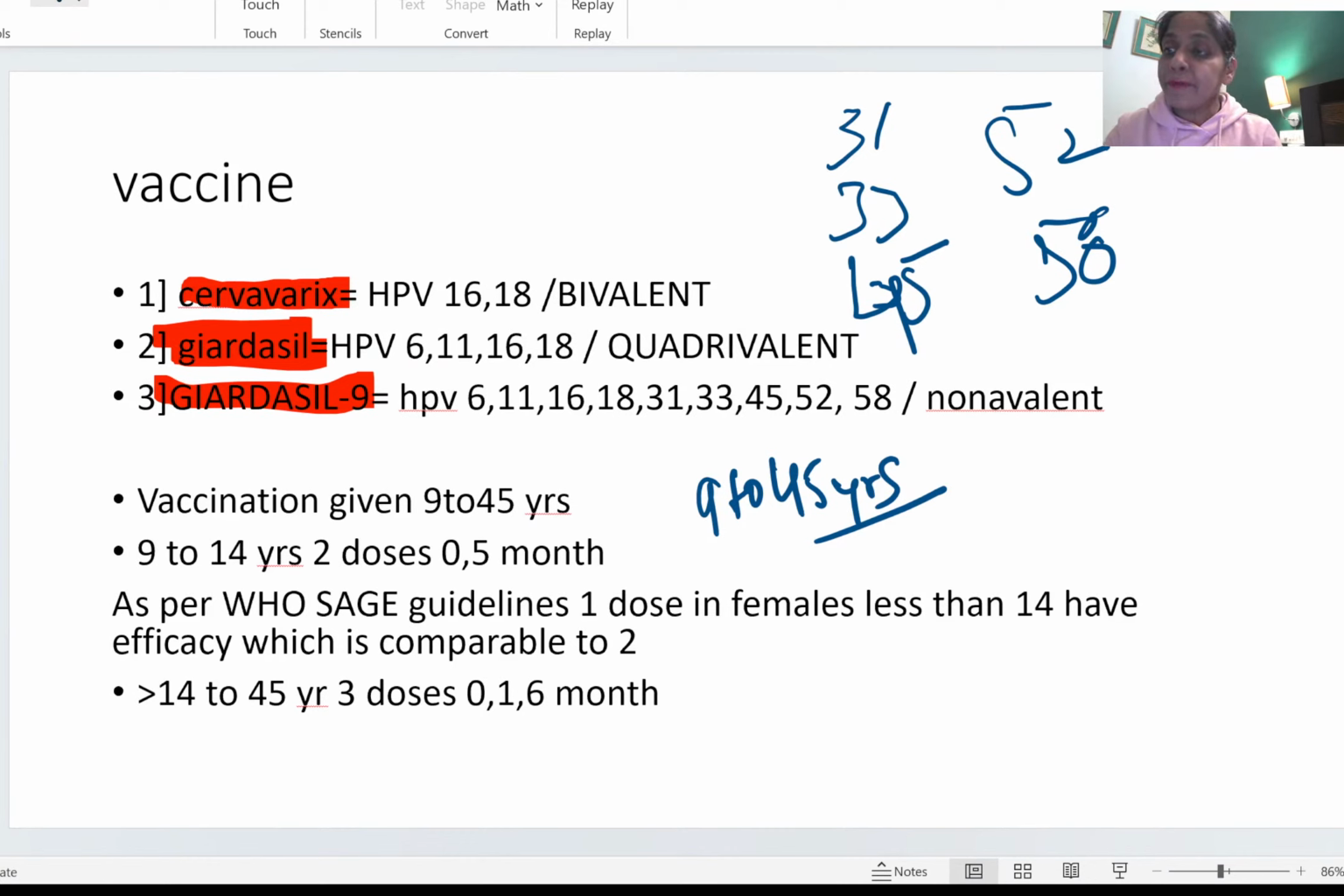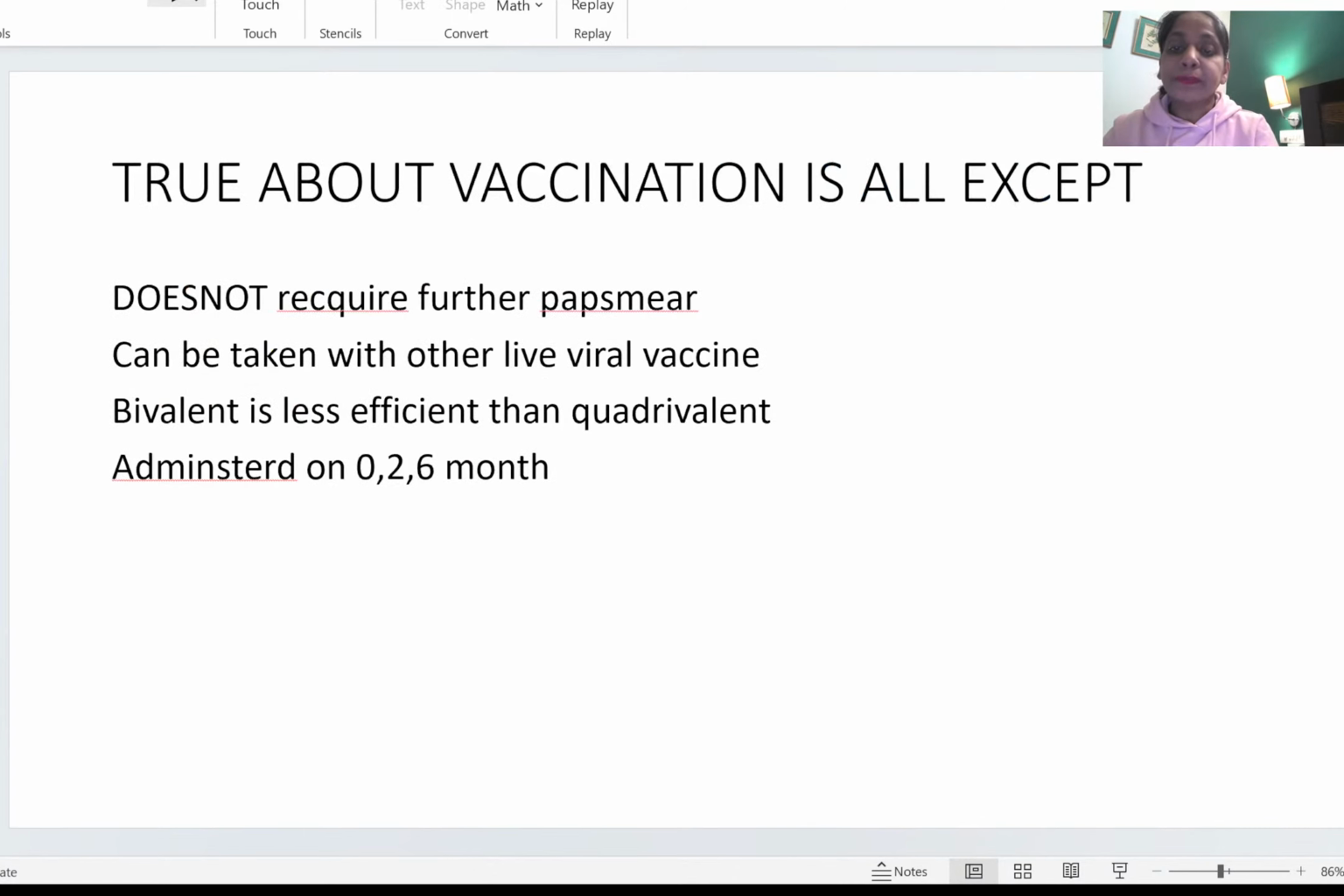Okay. And if the vaccination is given after 14 years, up till 45 years, then 3 doses are required at 0, 1 and 6 months. 0 dose, then at the first month, then at the 6th month.